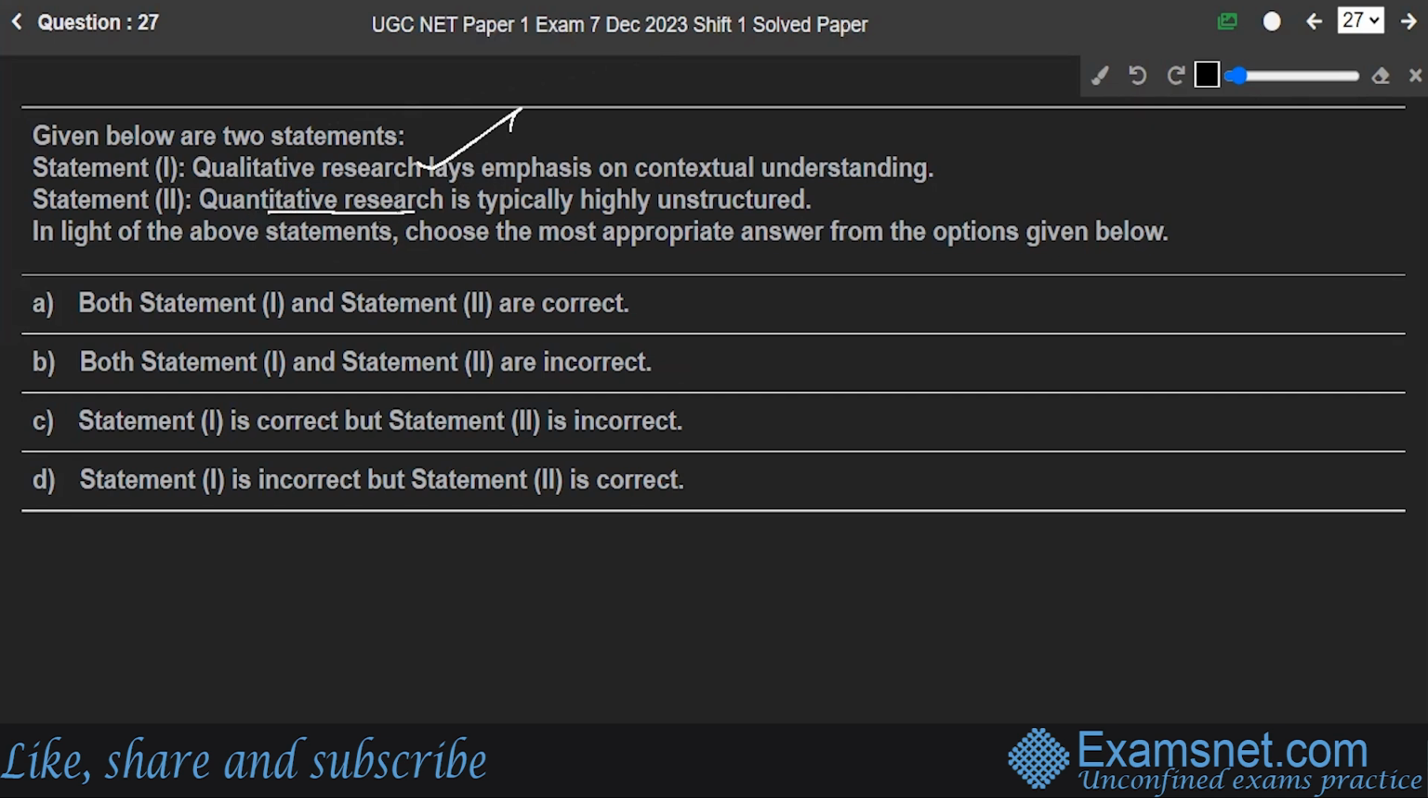The second one, quantitative research is typically highly unstructured. See, quantitative research is actually highly structured. This is the opposite of it. This means that quantitative researchers use standardized methods to collect data that can be quantified and analyzed statistically. They use methods such as surveys, experiments, and content analysis to collect data that is objective and generalizable. So the second one is wrong and the first one is correct. And yeah, you have option C. This is the right answer to the question. Hope you got that. Let's move to the next question.